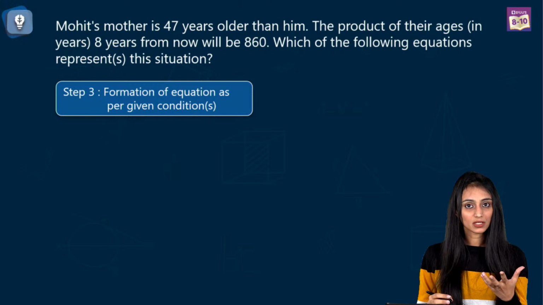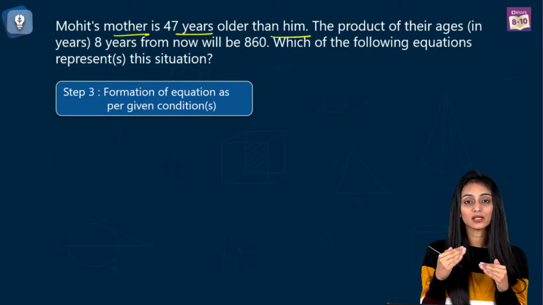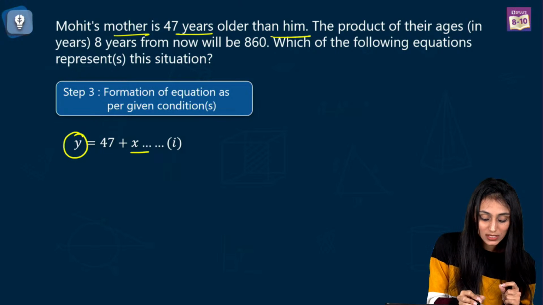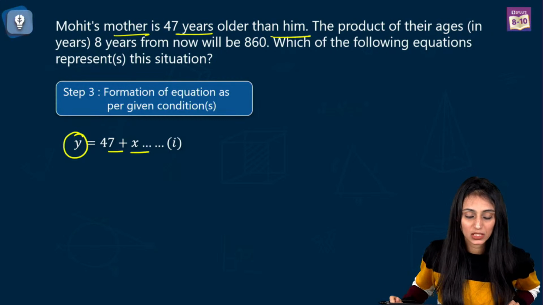Now according to the given condition, we have to frame an equation. Mohit's mother is 47 years older than him. That means this is the mother's age and this is Mohit's age. We'll add 47 to Mohit's age such that we get the mother's age. Absolutely, Nikesh Madhi.